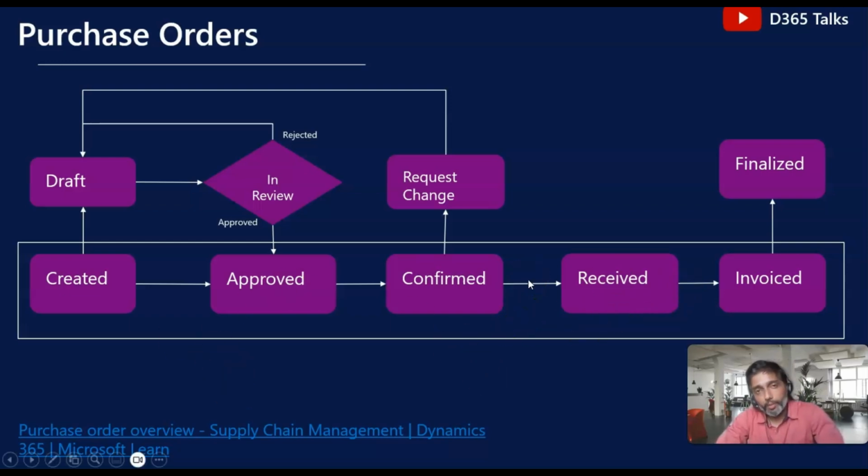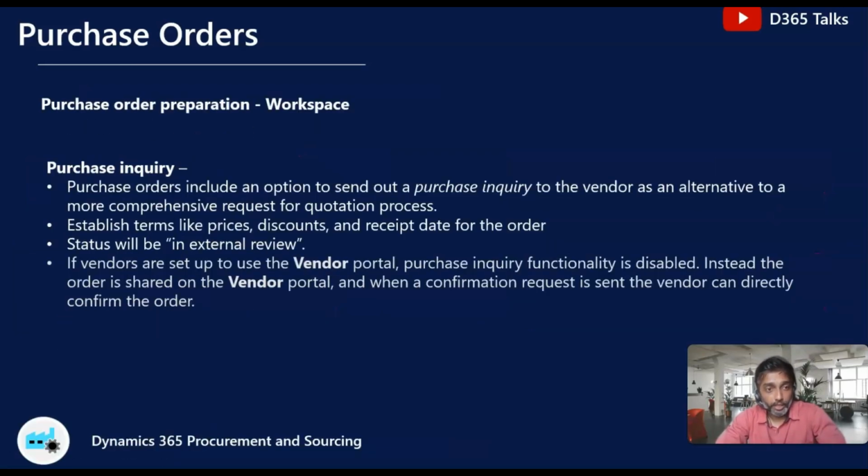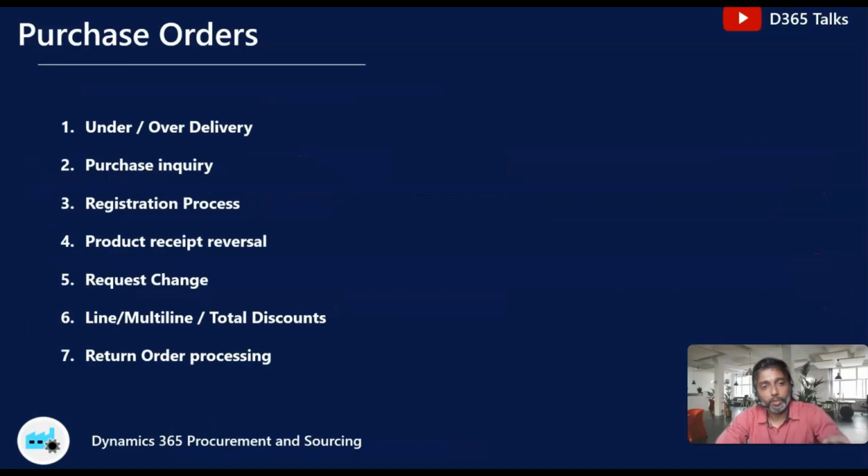In the next upcoming episode, we will discuss some of the important topics related to purchase orders, purchase inquiry, and also some of the topics like the registration process we already covered in this episode. We'll talk about product receipt reversal, request change, line and multi-line discounts, return order processing. And most importantly, I also want to cover a scenario called under and over delivery, which is often used across many organizations.